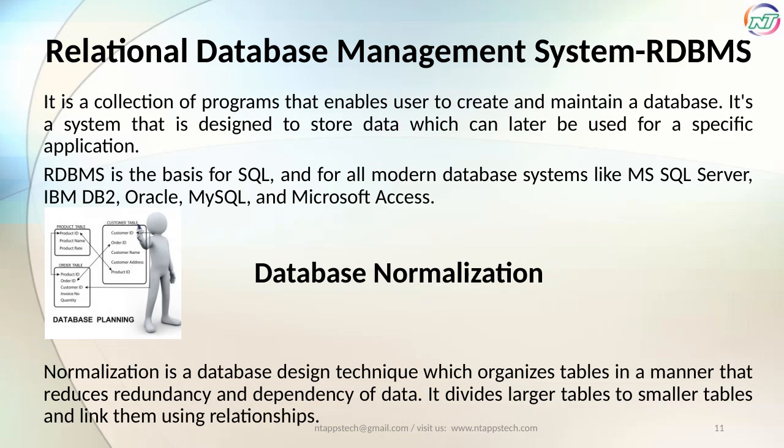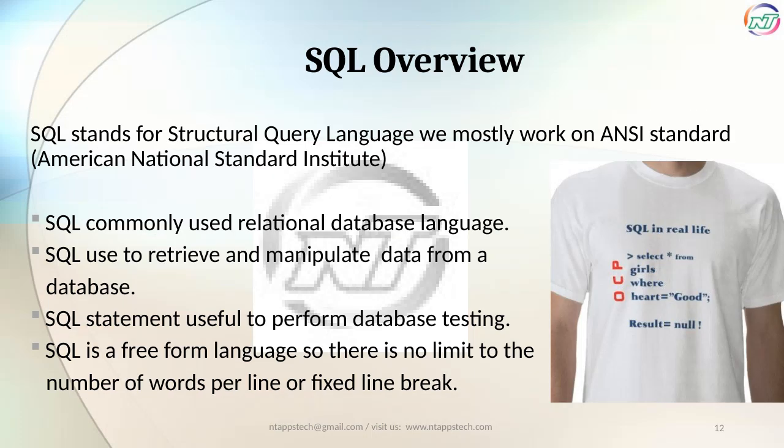One important concept in database design is normalization. This technique organizes data by breaking down larger tables into smaller, related tables to reduce redundancy and dependency. By linking these smaller tables through relationships, normalization helps maintain data integrity and avoid issues like data duplication or inconsistency. In the diagram, you can see how data is organized into separate tables like product, customer, and order, each linked by keys to keep the information structured and easy to manage. This kind of planning is essential for creating efficient, reliable databases that support specific applications while minimizing potential errors.